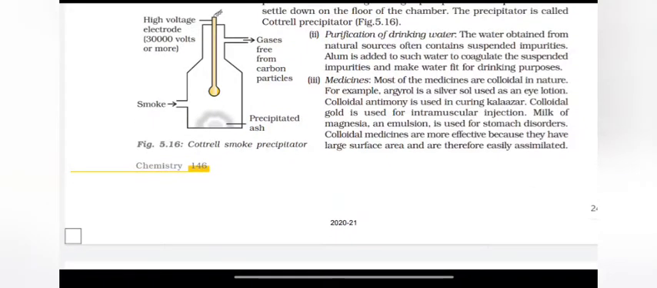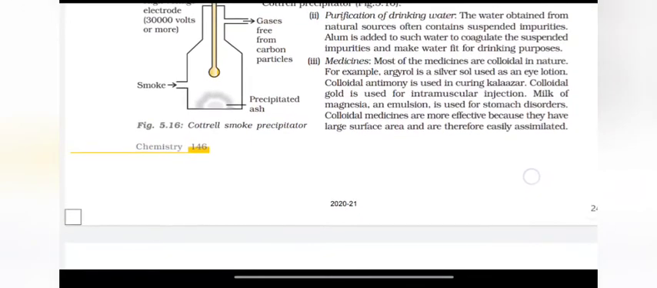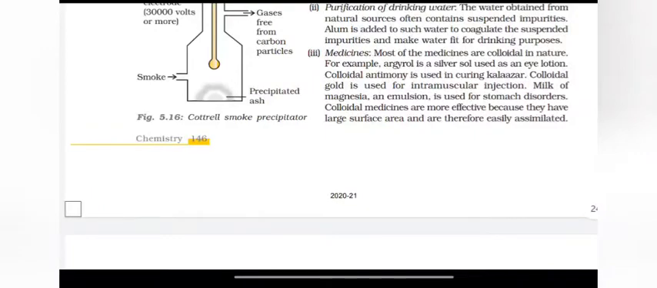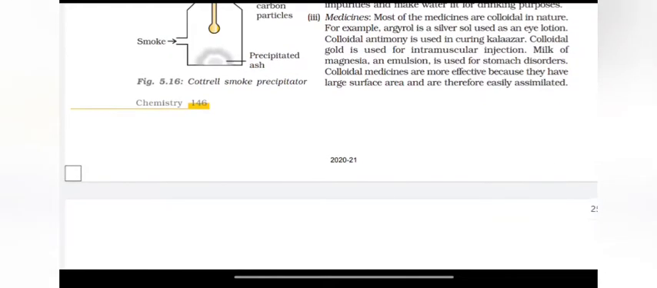Purification of drinking water. The water obtained from natural resources often contains suspended impurities. Alum is added in such water to coagulate the suspended impurities and make water fit for drinking purposes. Medicines. Most of the medicines are colloidal in nature. For example, argyrol is a silver sol used as an eye lotion. Colloidal antimony is used in curing kala-azar. Colloidal gold is used as intramuscular injection. Milk of magnesia emulsion is used for stomach disorders.